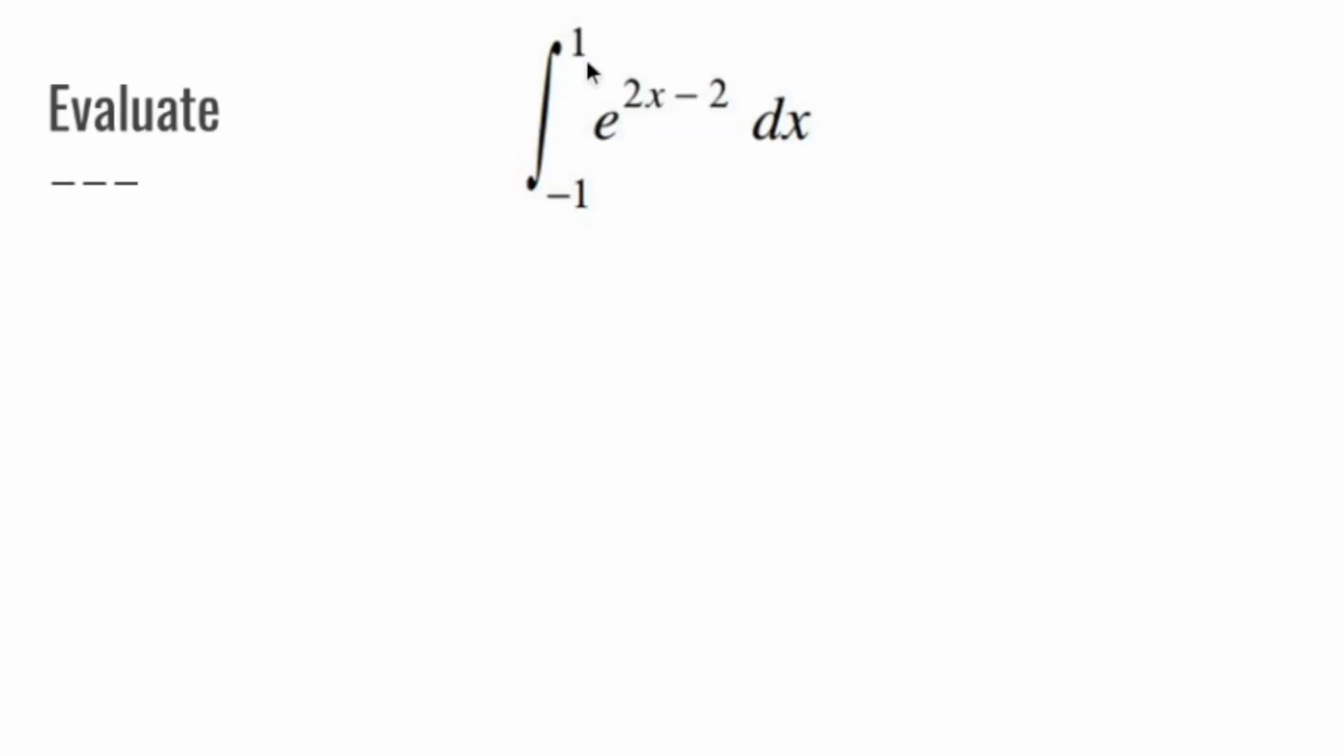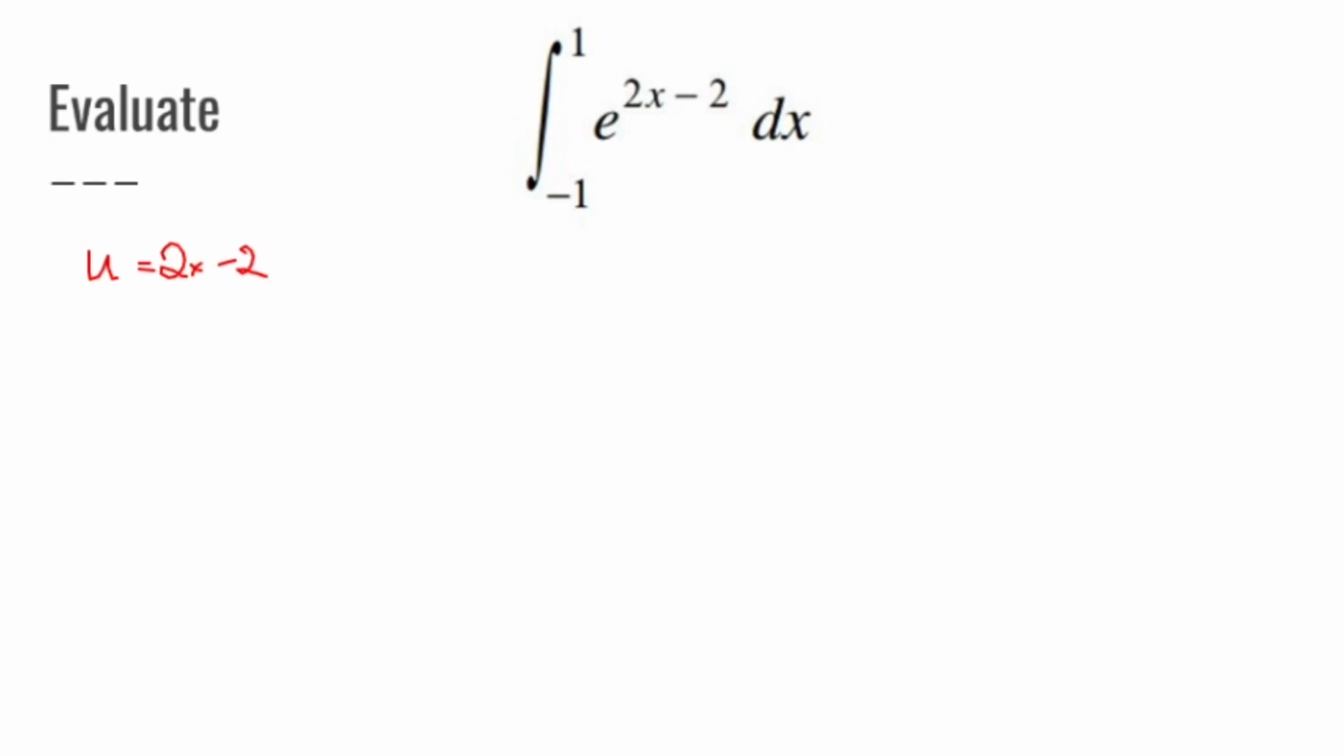All right, we have to evaluate the integral between negative 1 and 1 of e to the stuff. Now, this is fundamental theorem of calculus, but what this also is is u substitution. So I'm going to let u equal 2x minus 2, because I can just take the integral of e to the u, it's just e to the u. Easy peasy lemon squeezy.